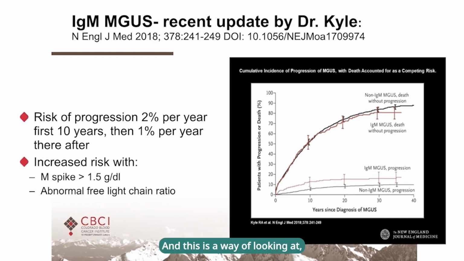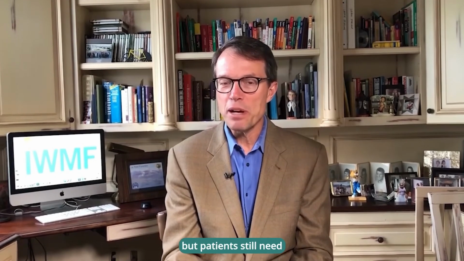And this is a way of looking at, well, if these people with IgM-MGUS die, what do they die from? And the answer is they die from problems that are unrelated to WM. That is, they die without having progressed to symptomatic WM or another blood cancer. The risk of developing WM if you have IgM-MGUS is on the lower side, but patients still need to be monitored very, very carefully.